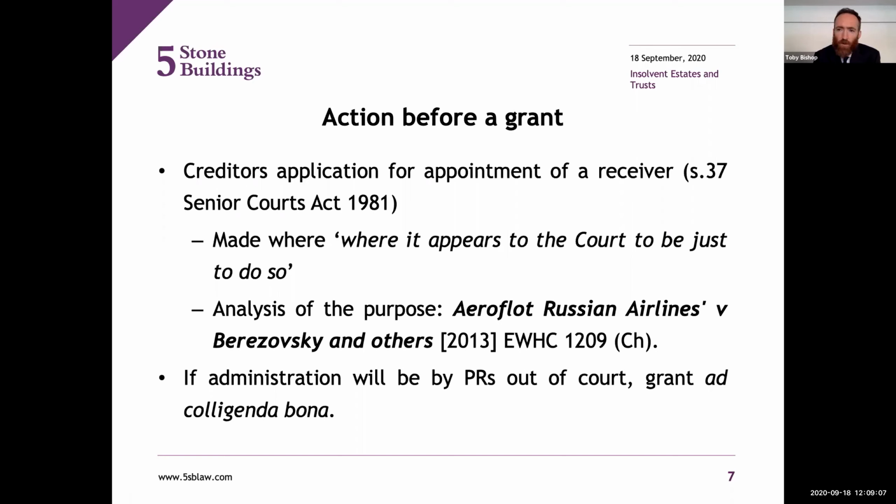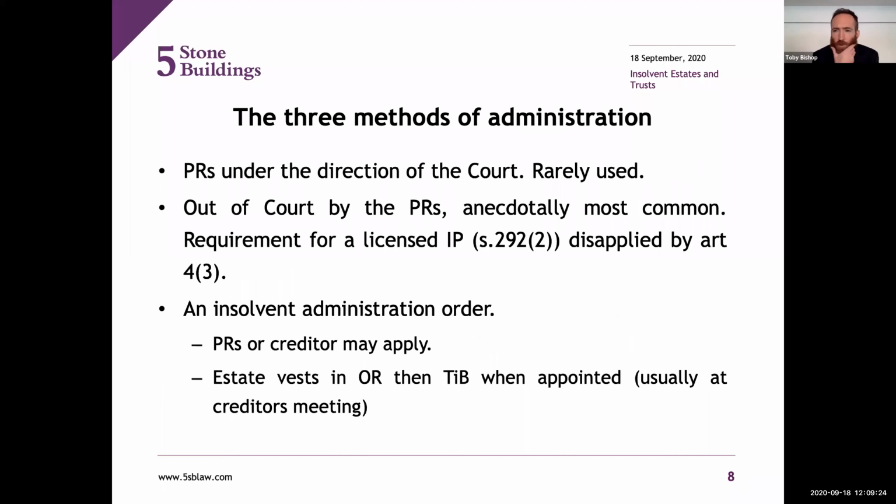Now, we'll come on to how it is that these estates are going to be administered, but if it's going to be by personal representatives out of court, then it's often going to be more suitable for them to apply, or somebody on their behalf to be applying for a grant ad colligenda. Now, there are three methods of administration. We set them out there. Firstly, by the personal representatives under the direction of the court. That, in my experience, is not ordinarily used. Secondly, out of court by the personal representatives. Now, anecdotally, that is much more common.